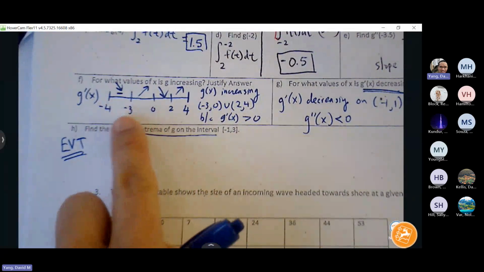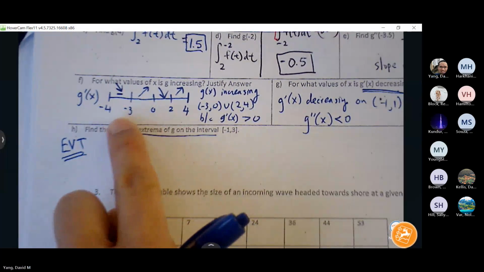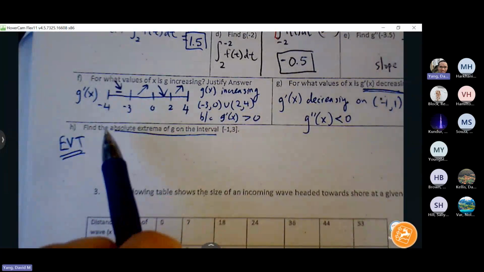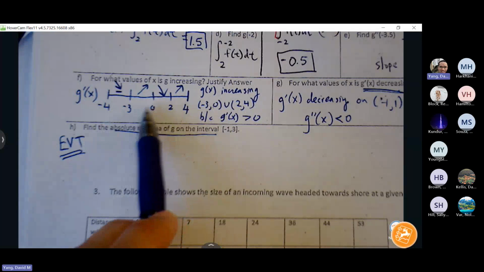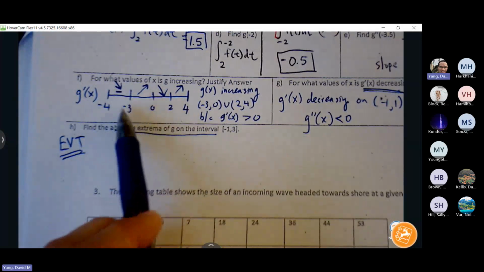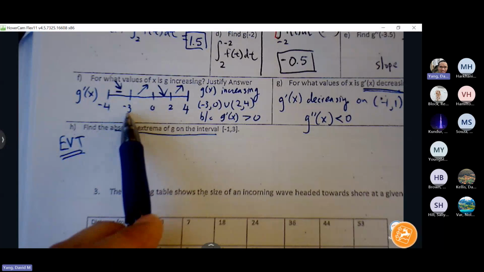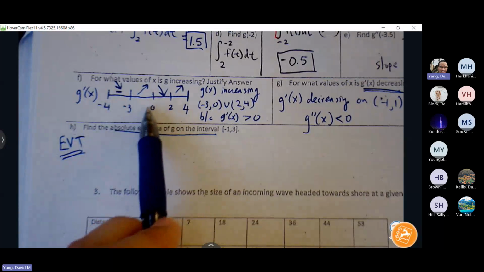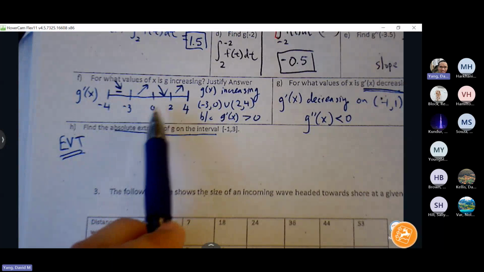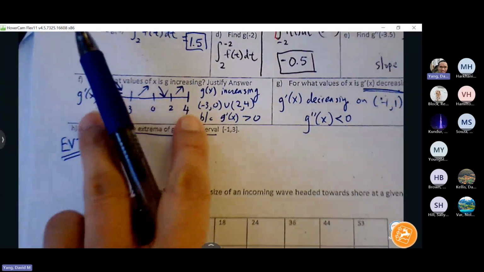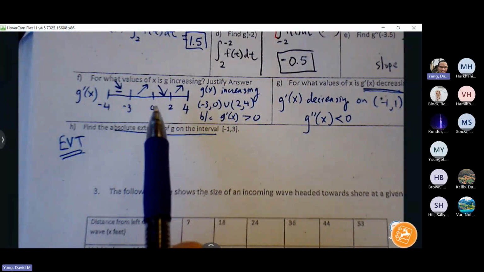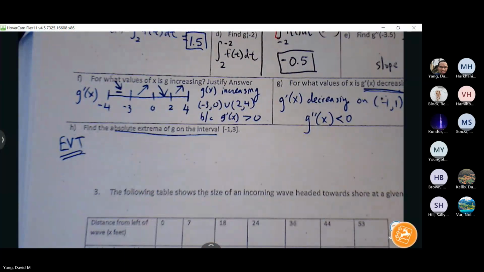All right, so we have our G prime sign line. Are we going to use all these points here? Okay, but are all these critical points relative max and relative mins? Yes, there's a change in sign in each of these, right? There's a relative min here, that could be a potential absolute minimum. There's a relative max here, that could be a potential absolute maximum. There's a relative min here, could be absolute minimum. And then the endpoints, -4 and 4. So we have to test all 5 points.